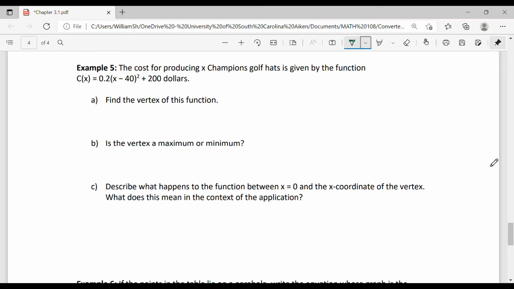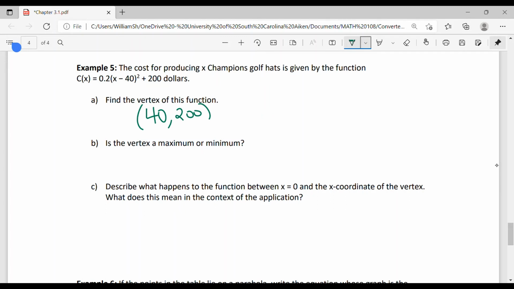Alright, so we're on to the next page of examples. Example 5 says the cost for producing x champion golf hats is given by the function c of x equals 0.2 times (x minus 40) squared plus $200. We want to find the vertex of this function. The vertex is just (h, k), pretty simple here, just (40, 200). We have the vertex of this function.